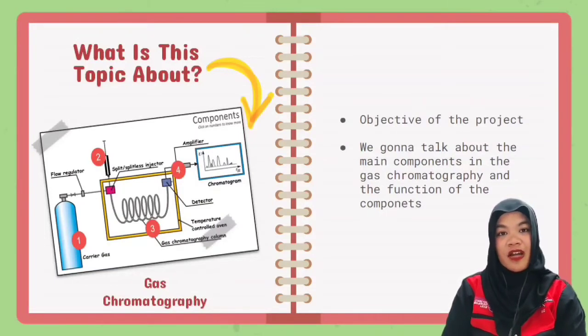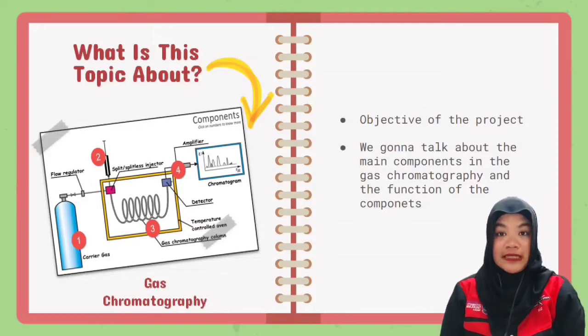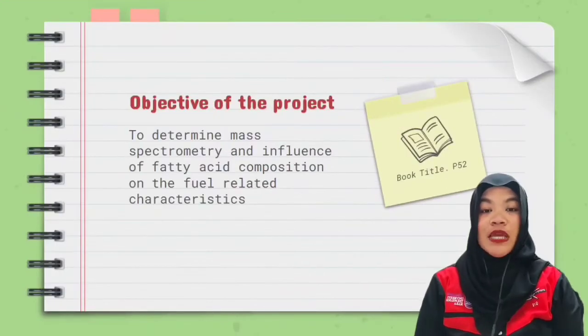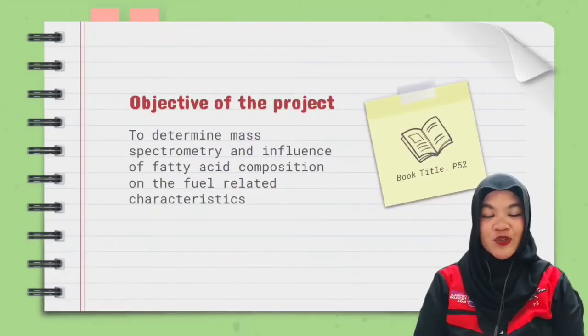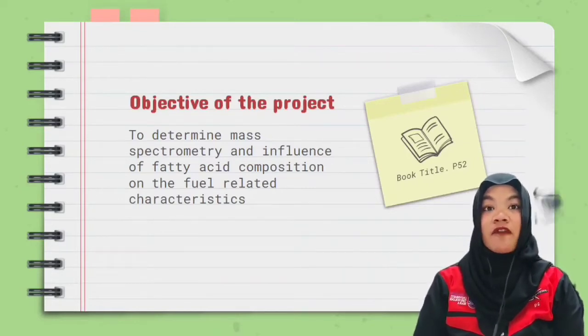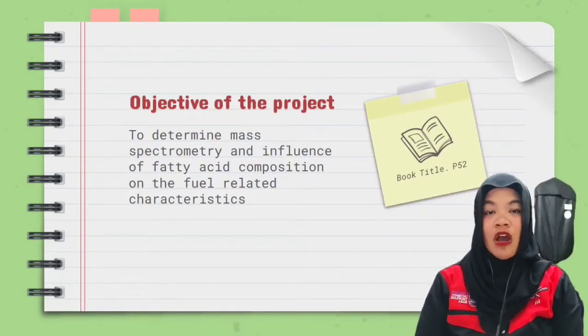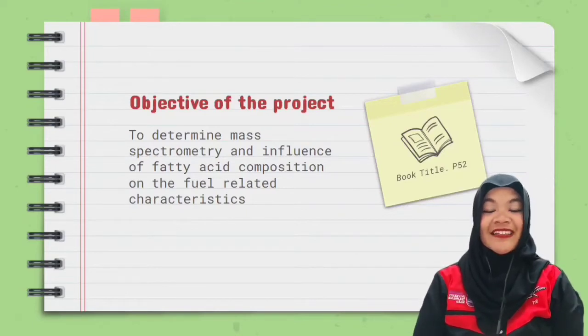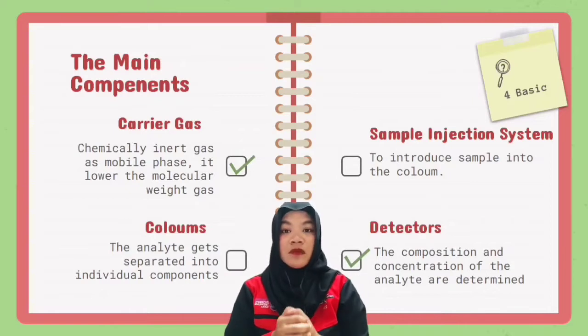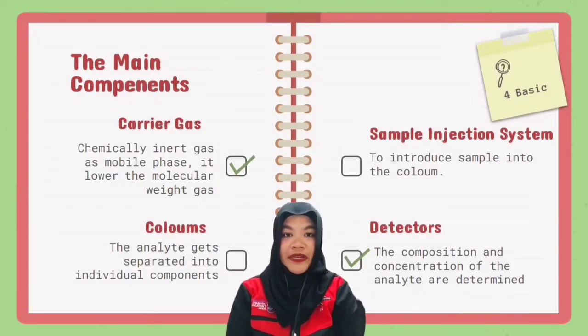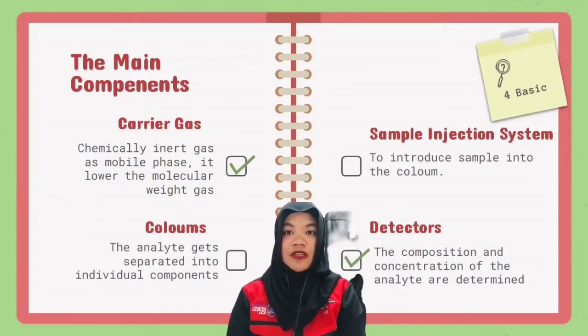For my part, I'm going to talk about the objective of the project and the main components and their functions in gas chromatography. The objective of this project is to determine the mass spectrometry and the influence of fatty acid composition on a few related characteristics. For your information, there are 4 basic components in gas chromatography.